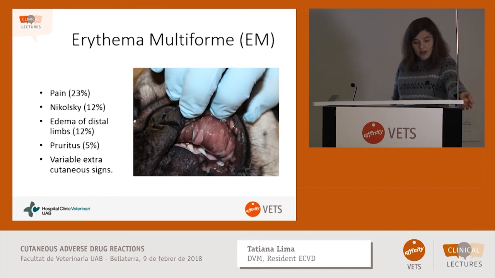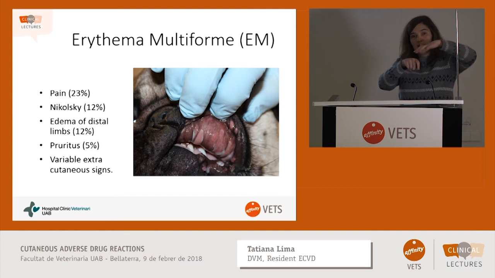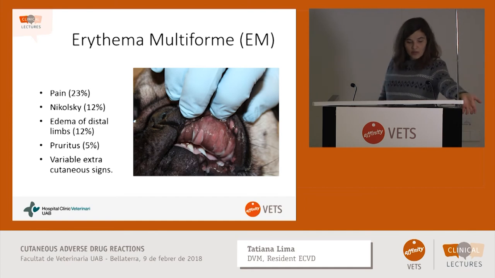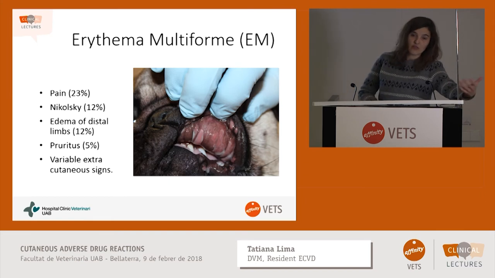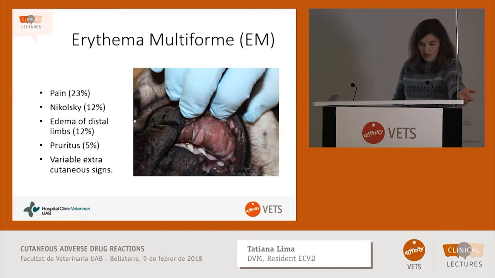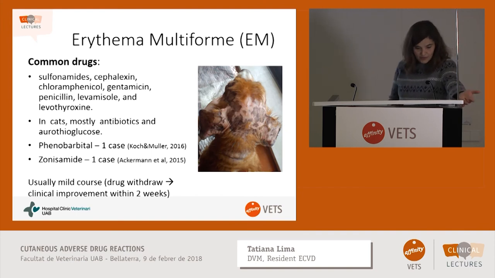We can also have pain, Nikolsky sign. Nikolsky sign is when you press the skin and the epidermis moves above the dermis, because they are split and the epidermis is dying. You may have edema of distal limbs, or pruritus, which is not that common. And depending on how extensive the disease is, you may or may not have systemic signs like fever, etc. The common drugs, again, sulfamides, other antibiotics; in cats it is described with auto-theoglucose and antipyletic drugs.